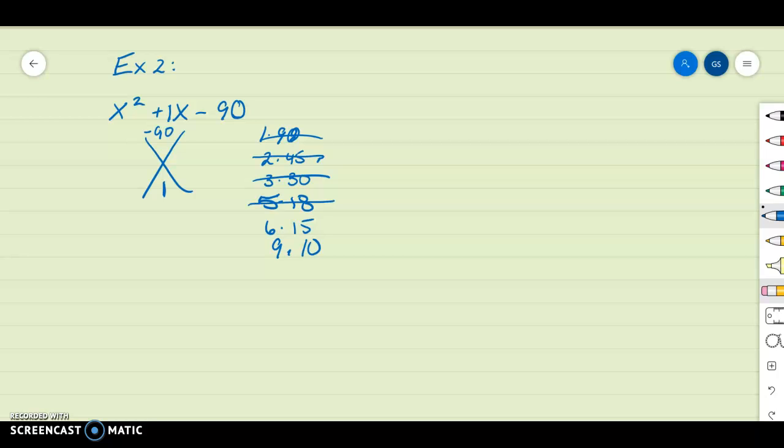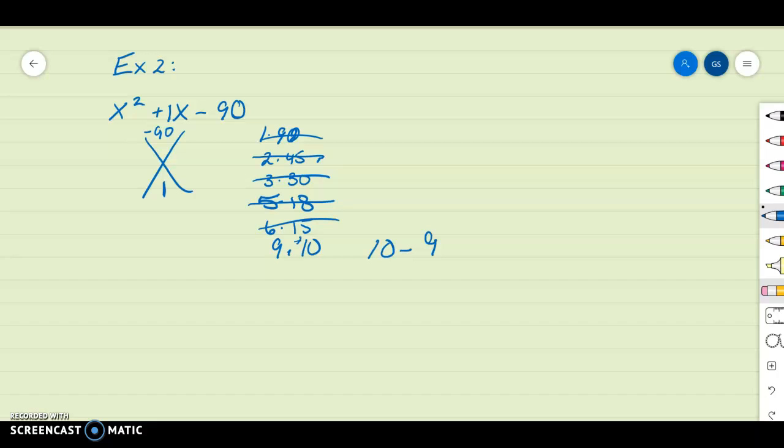And if you add 6 and 15, you get 21. And if you subtract 15 minus 6, you get 9. So that's no good. Oh, 9 times 10 is 90. Don't worry about the signs right now. 9 times 10 is 90. And 10 minus 9 equals 1.